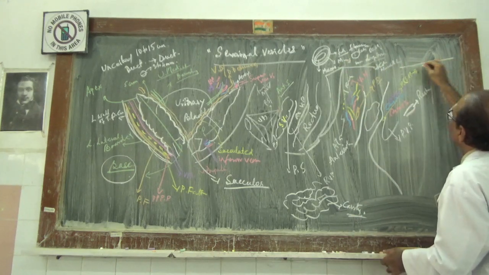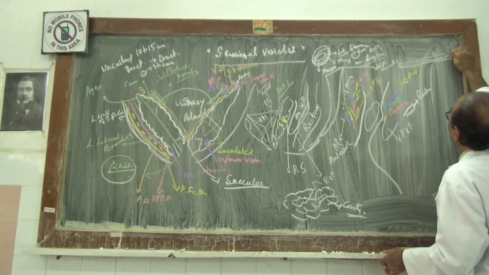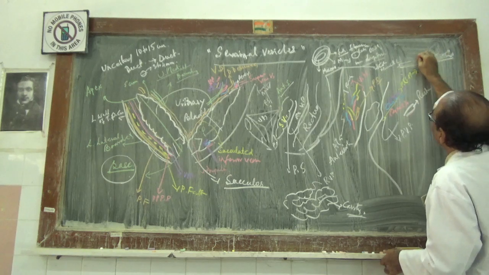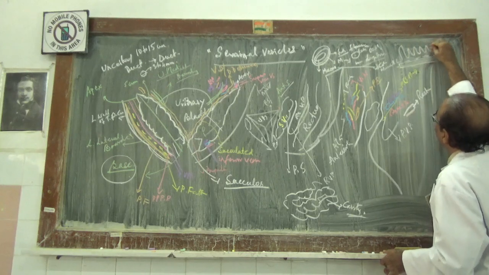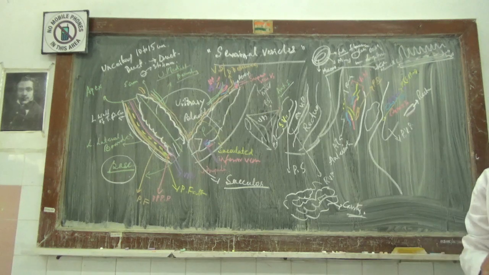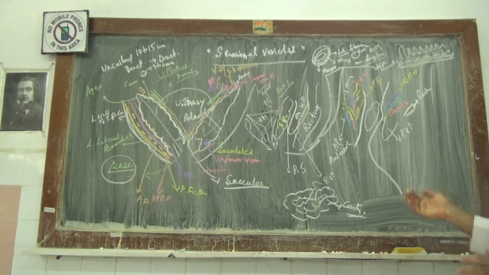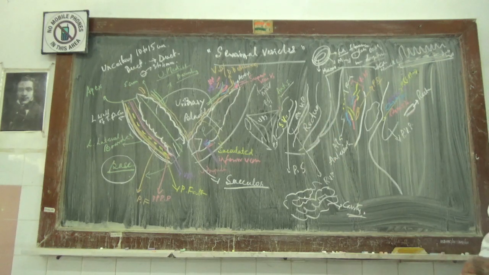Now it will be fibrous, then muscular, outer circular, inner longitudinal, then you will have a mucosa. So this will be the histology. Coming to the embryology of this, before going to the embryology, you have to go to the blood supply.